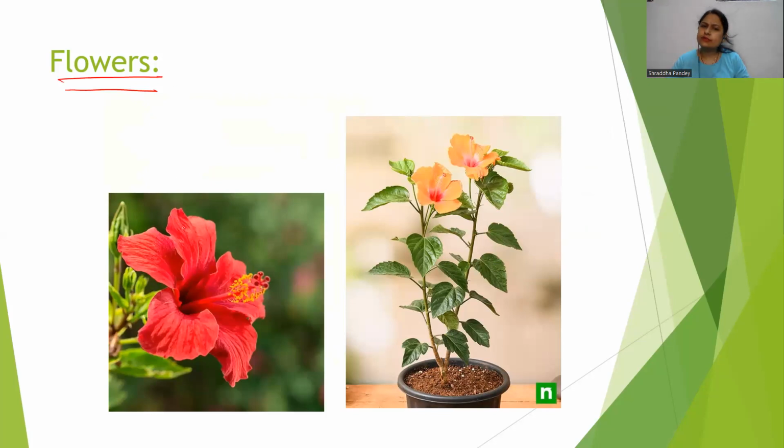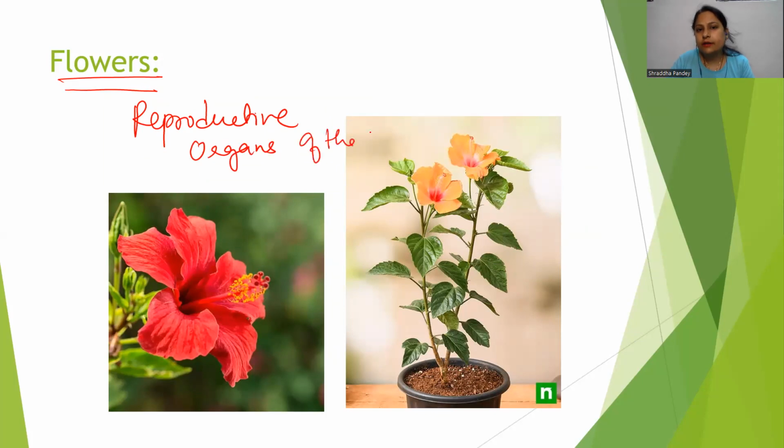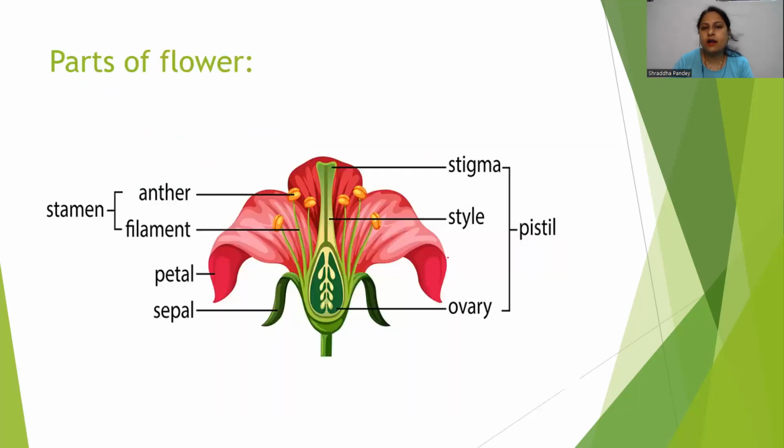Now, the flower is the most attractive part of the plant. But why is the flower important? Why is it important in the plant? This flower is the reproductive part of the plant, the reproductive organ, you can say. It has the reproductive organs of the plant. So what parts are present in the flowers?